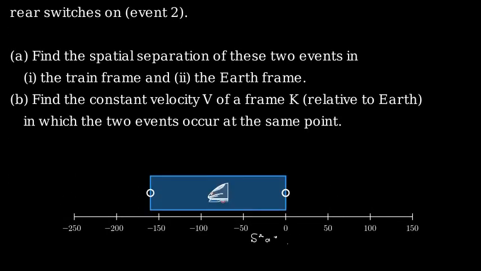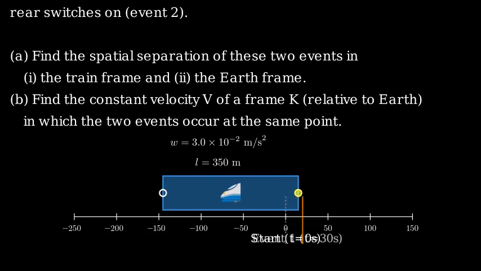We have a train of length 350 meters, starting from rest and accelerating at 3.0 times 10 to the negative 2 meters per second squared. At t equals 30 seconds, event 1 occurs. The headlight at the front of the train switches on.